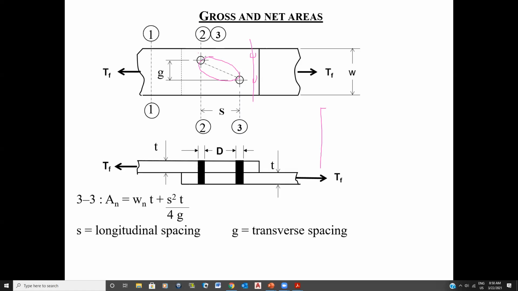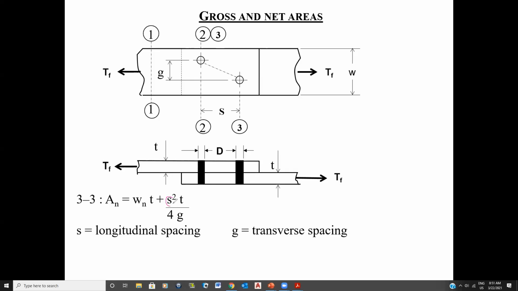But here, because the holes are staggered, this formula accounts for the fact that we have a little bit more material in here for this failure plane. And that's what this formula does. So therefore, to calculate this little extra area in here, you don't do it mathematically. You just use this formula here.